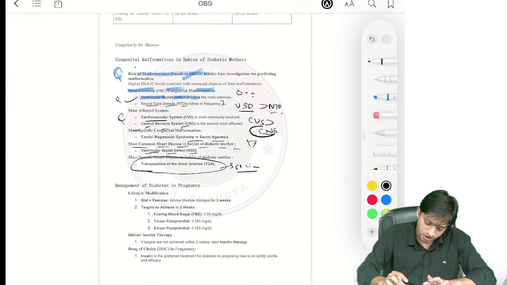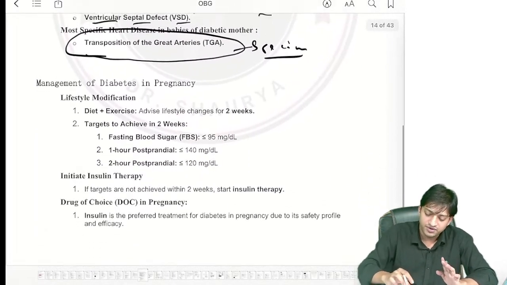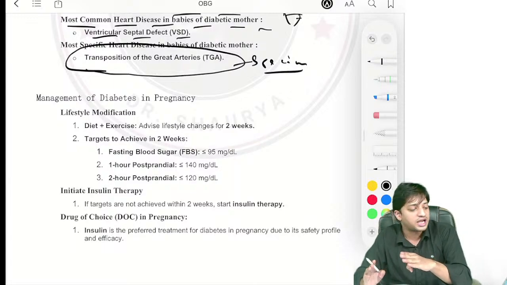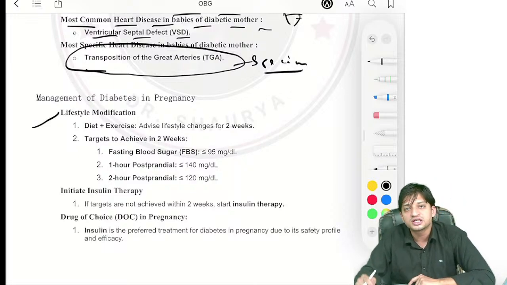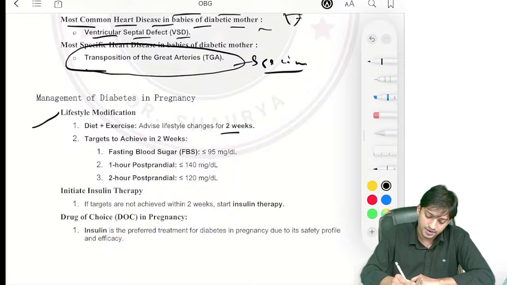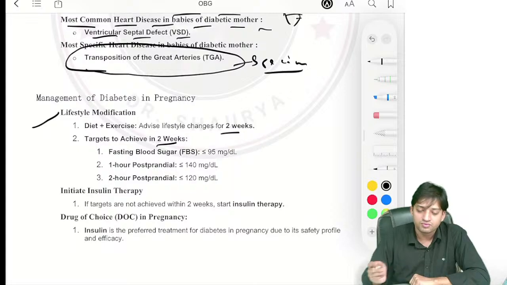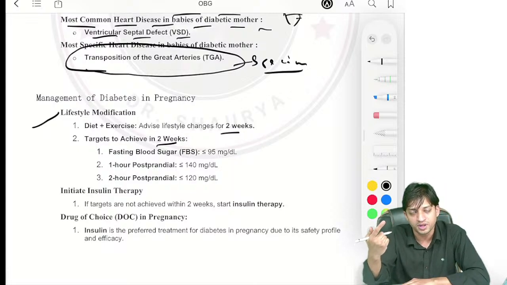Now, management of diabetes in pregnancy. Very easy. If there is diabetes, you will have to do fasting blood sugar control and lifestyle changes. Am I clear, guys? So for lifestyle changes, what will you do? You will take a proper diet and do exercise. Lifestyle changes for 2 weeks. Then the target is to achieve in 2 weeks. What do you have to achieve? You have to bring down the blood sugar level, that is the fasting blood sugar level.